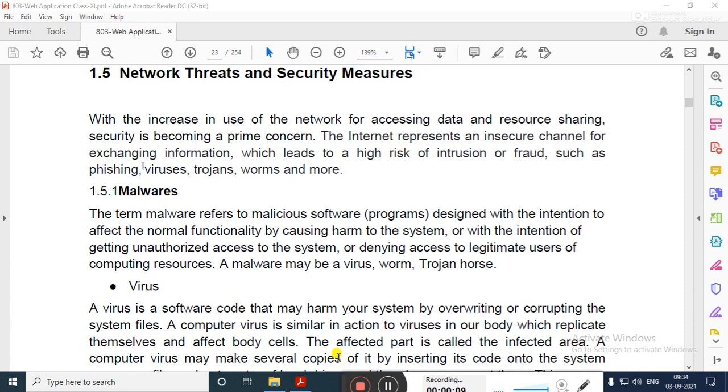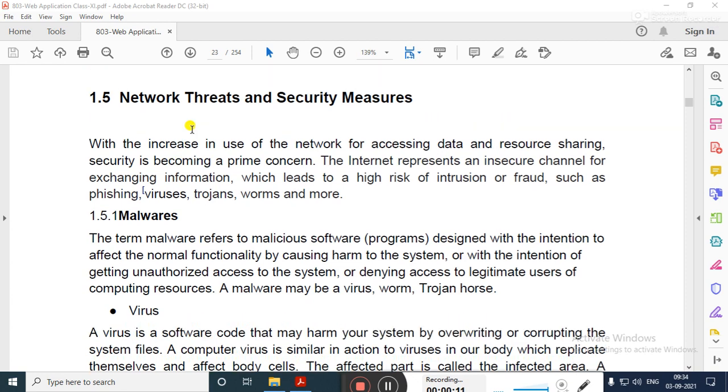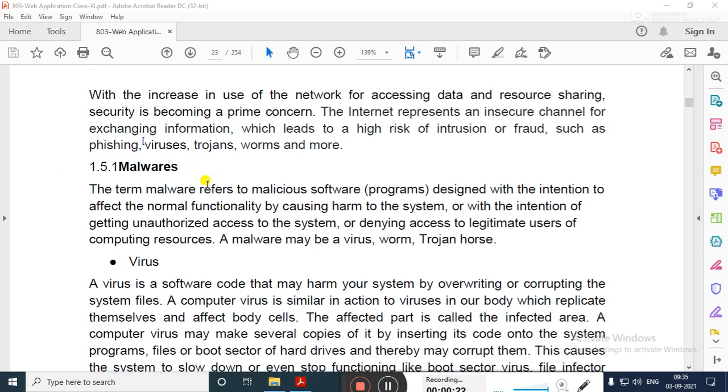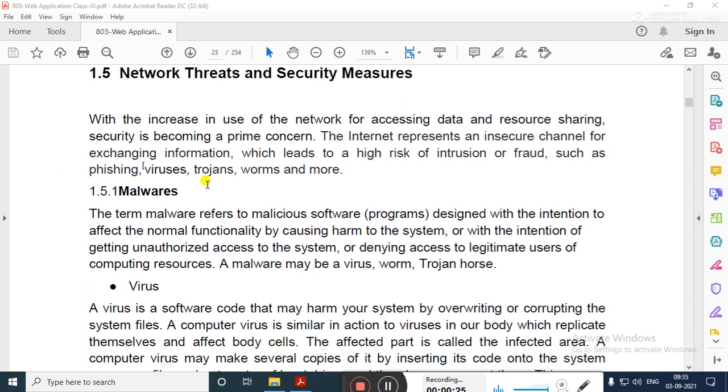Today we are going to discuss network threats, security, and measures. So, what kind of threats? When you connect to a wide network, you may face some kinds of threats also. What kind of threats are there? That is the basic concern.